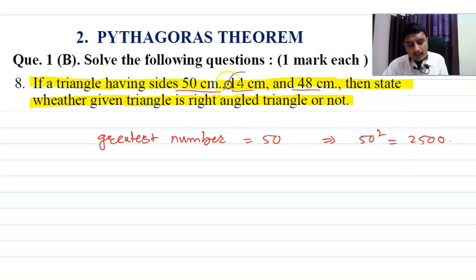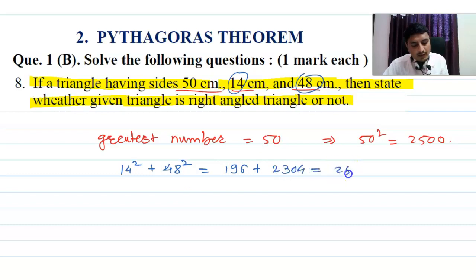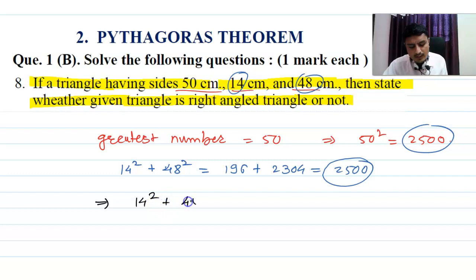Now look at the remaining two numbers, 14 and 48. Their square addition is 14 square plus 48 square. Now 14 square, 14 into 14, is 196, while 48 square, 48 into 48, is 2304. Once we add them up we get 2500, which is exactly equal to 50 square. So that implies 14 square plus 48 square equals 50 square.